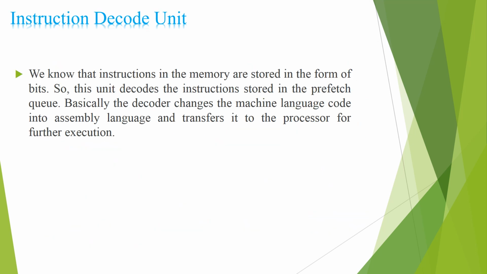Next is the instruction decoder unit. As we know, instructions in memory are stored in the form of bits. So this unit decodes the instructions stored in the prefetch queue. Basically, the decoder changes the machine language code into assembly language and transfers it to the processor for further execution.